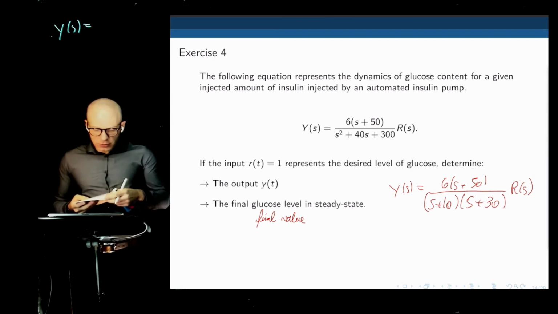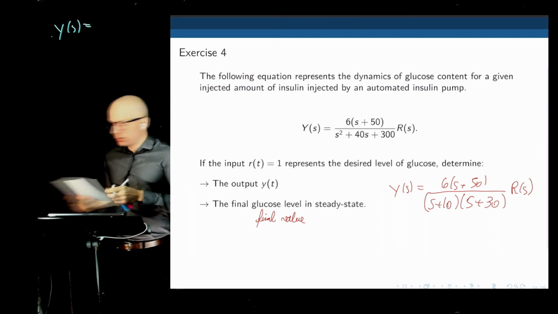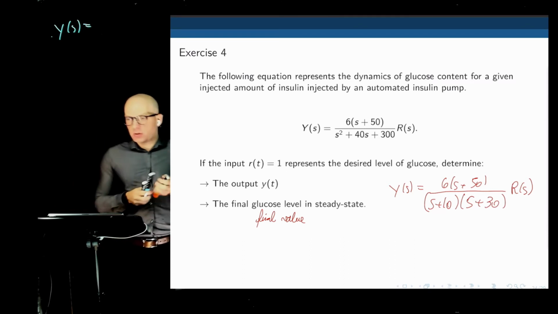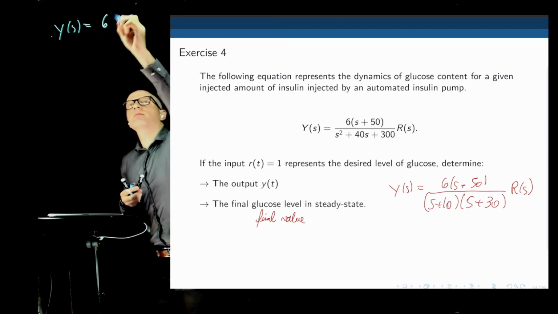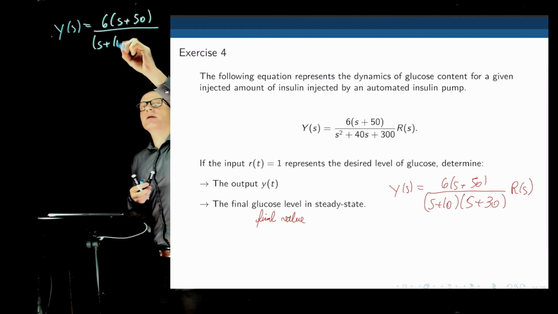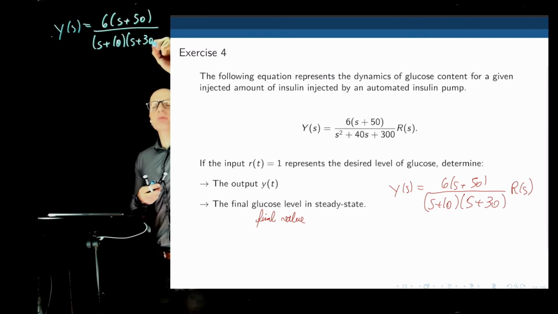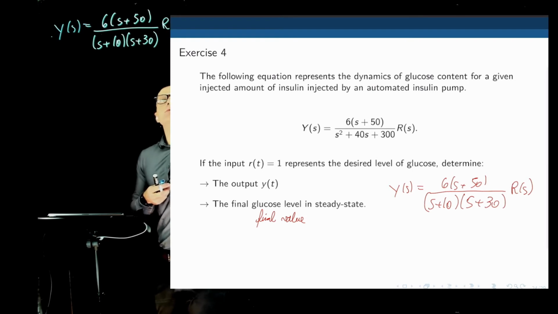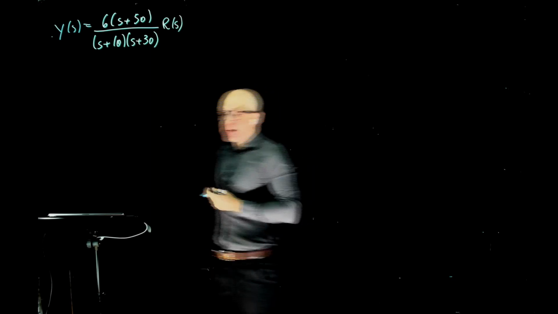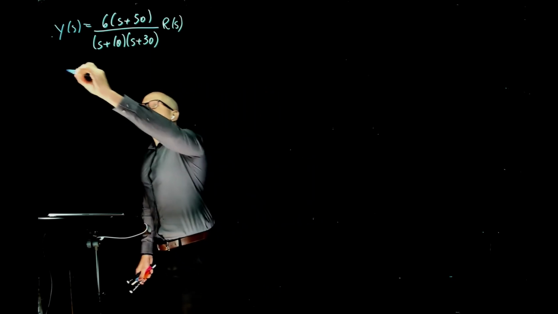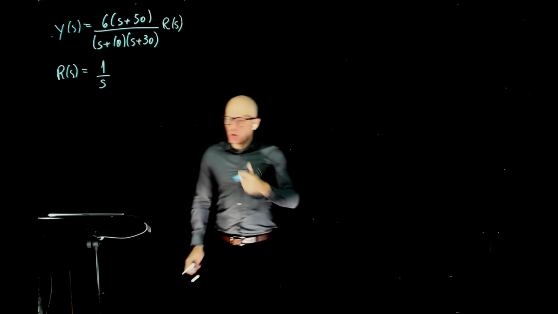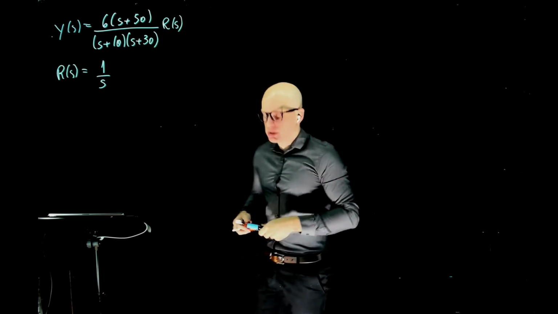Okay, if you multiply this out, we have s squared plus 40s plus 300. So I'm going to write here the simplified version already, just to save some space. S plus 50 over s plus 10, s plus 30, and this is times r of s. And r of s is a step input that we defined as a unit step input, 1 over s. That is, 1 unit of insulin is injected into the body.